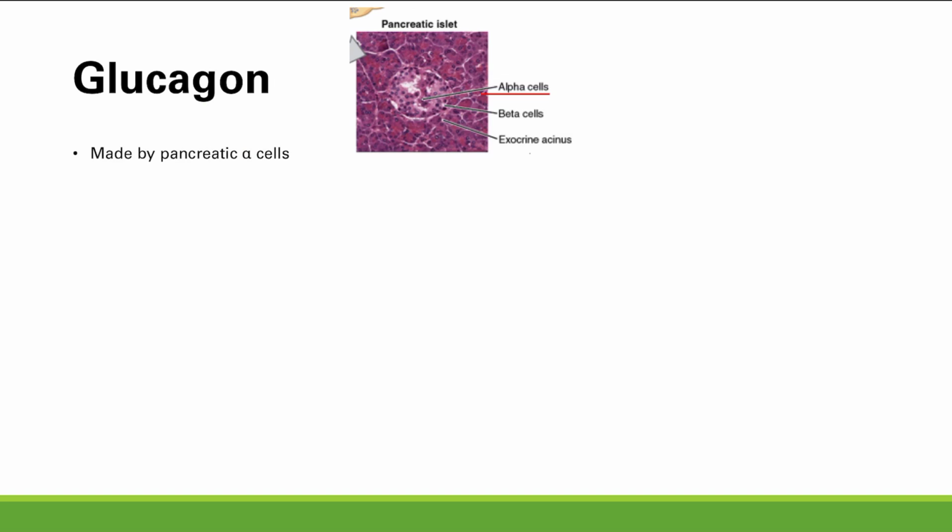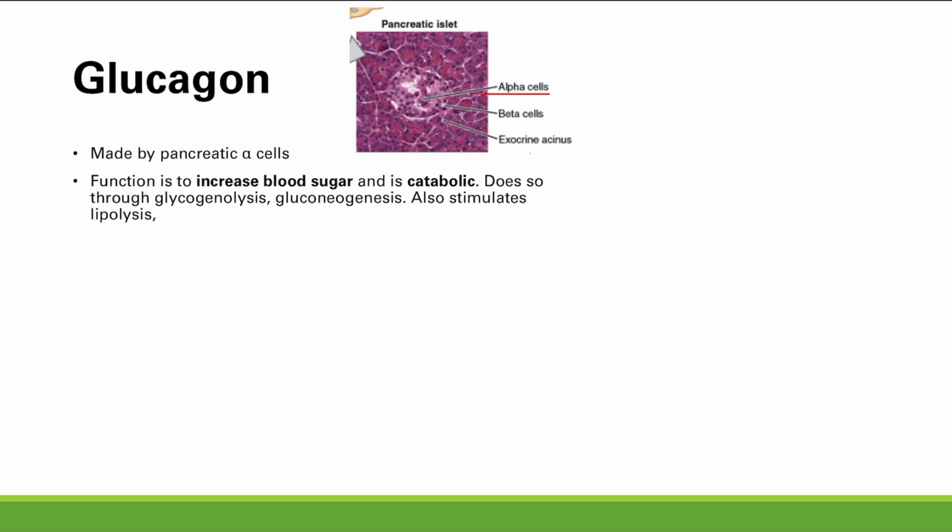So if it's the opposite function of insulin, what will glucagon do? How does it affect blood sugar? And is it anabolic or catabolic? So it increases blood sugar and it's catabolic. So catabolic means you're going to break down stuff, and the whole point is you break down fat, you break down muscle to increase your blood sugar. So overall, you get glycogenolysis, you get gluconeogenesis, you stimulate lipolysis, which helps with glucose production.